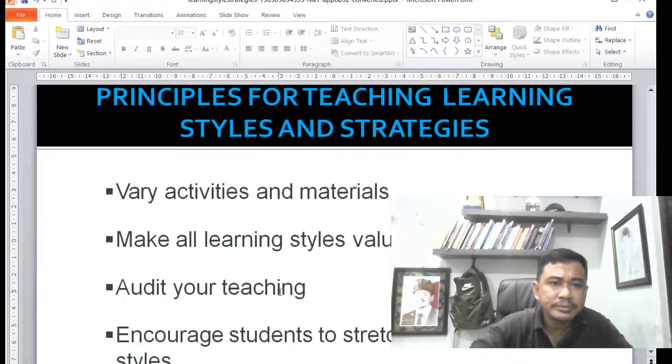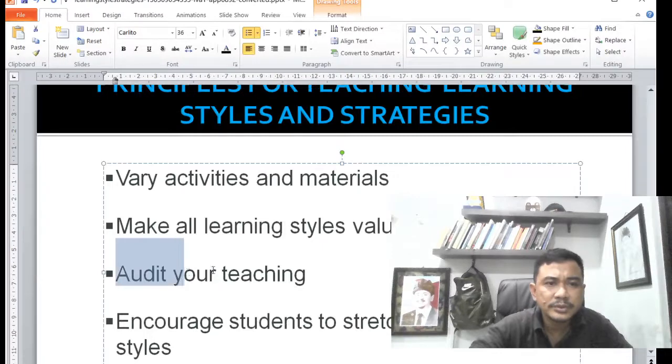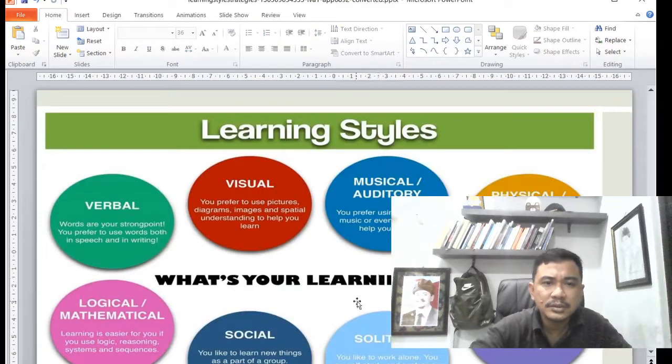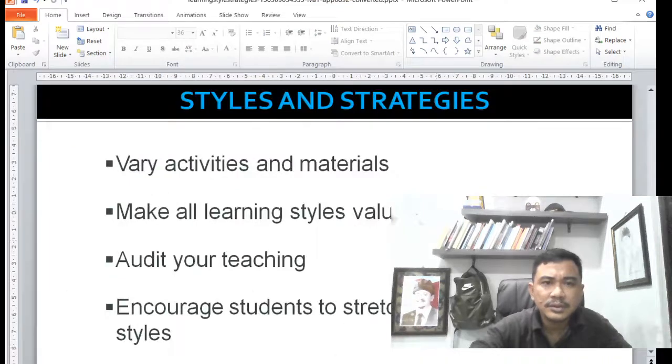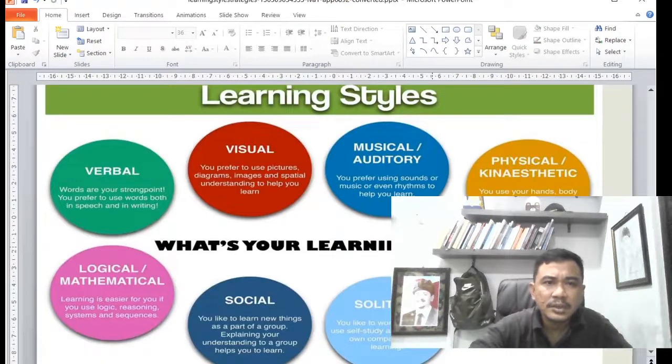And then audit your teaching, which means you have to check this learning style. These are learning styles.